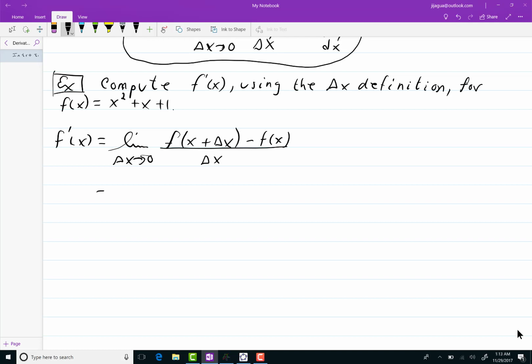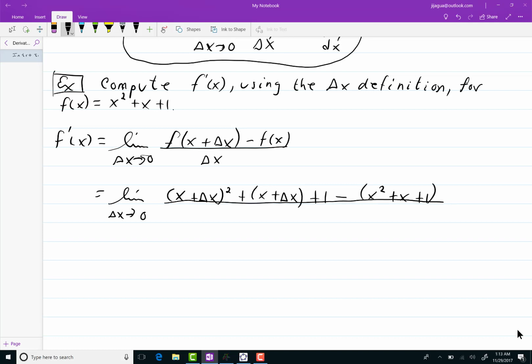Let me go ahead and use the formula then. Delta x goes to 0. Everywhere I see an x in the formula for f, replace it with x plus delta x. So I have x plus delta x squared plus x plus delta x plus 1 minus x squared plus x plus 1. And that is all over delta x.